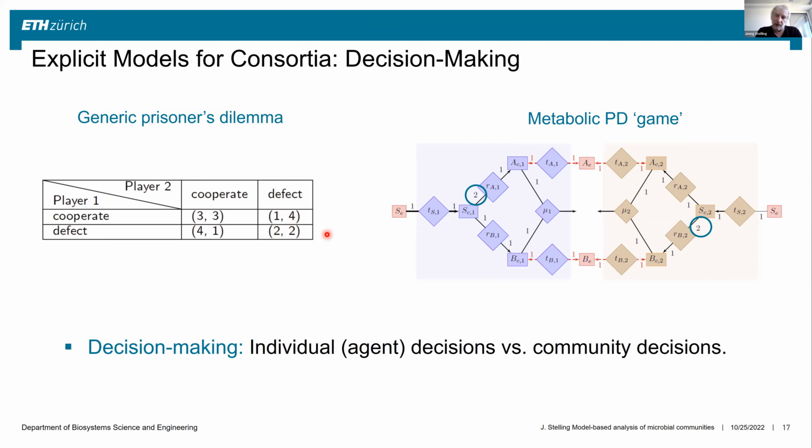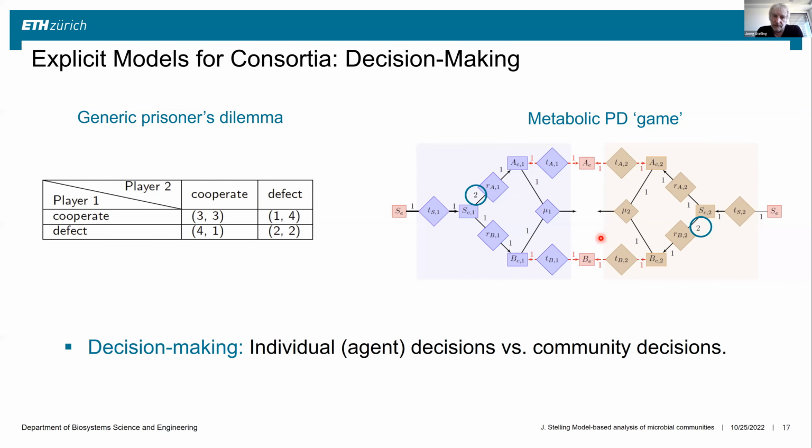So the nice thing is that this can be formulated also as a metabolic prisoner's dilemma game. So in this particular example here, we have two microbes. This is shown by the different backgrounds here. One is better at producing substance A. The other one is better at producing substance B. The globally optimal solution would be that they exchange the substance they're not good at producing and take this up from the other partner.